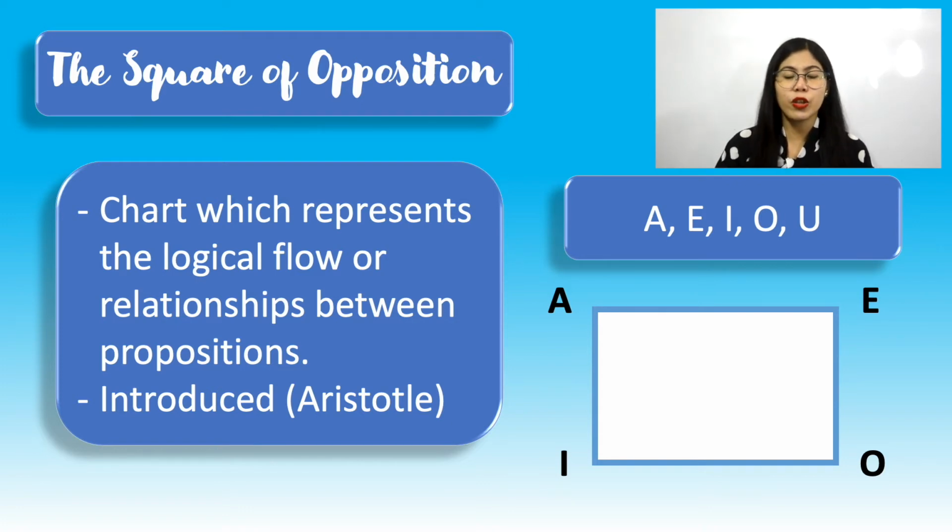In determining the truth using the square of opposition, the propositions are represented by the symbols A, E, I, and O. And what do these symbols mean? The symbol A stands for affirmative universal or singular statements, meaning to say whatever it states here is universal or singular propositions that are in a positive form.